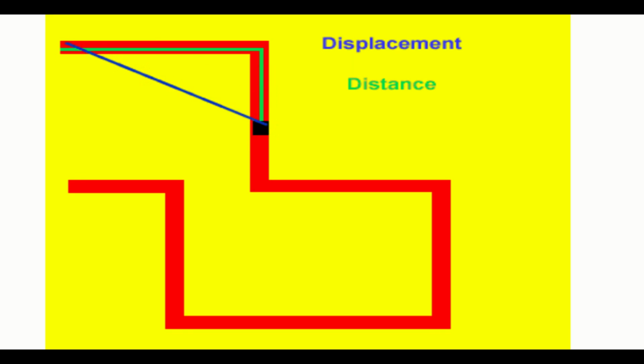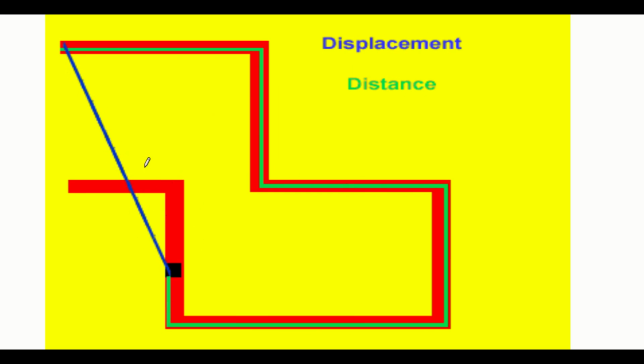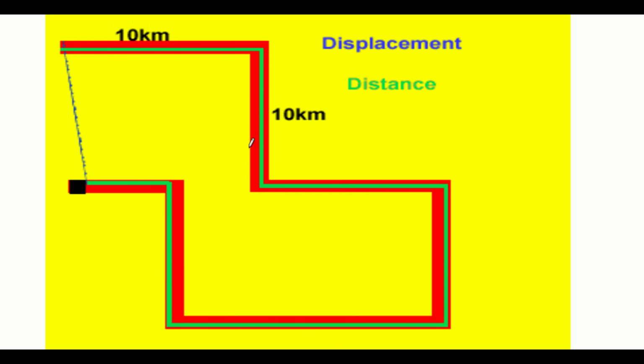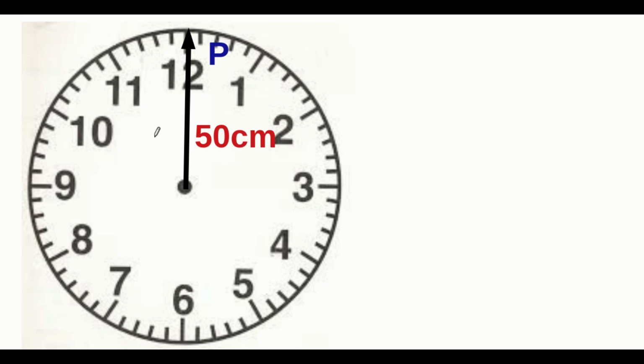Consider the blue line represents the straight line distance. It is the displacement, and the green line represents the distance. Actually he traveled a distance of 70 meter, but the straight line distance is only 40 kilometer. That is the displacement.